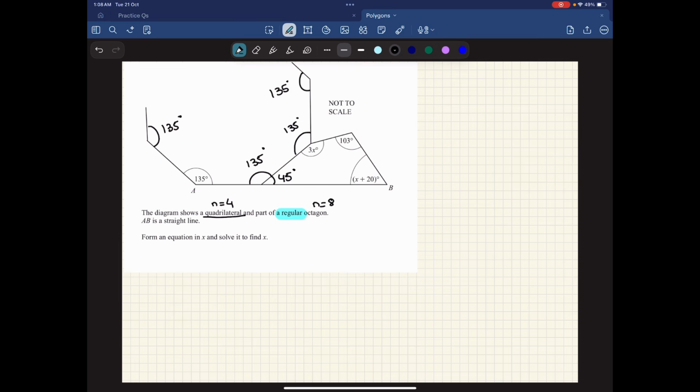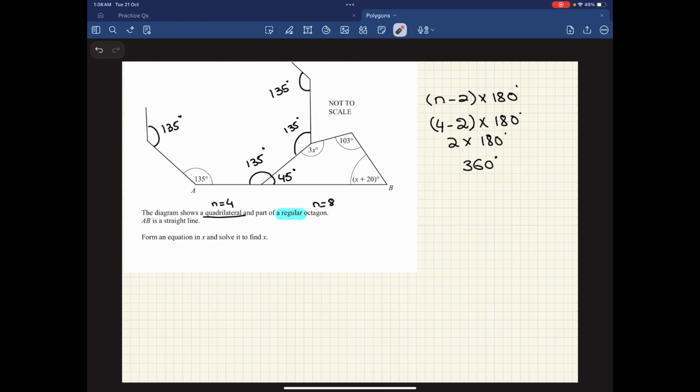Okay, so now we know that the sum of angles in a quadrilateral is 360 degrees. If you're not sure, you can use this formula to calculate the sum of interior angles. In case of a quadrilateral, the value of n is 4. So 2 into 180 degrees gives you 360 degrees. So we know that the sum of the interior angles, so 45 plus 3x plus 103 plus x plus 20, should be equal to 360 degrees.